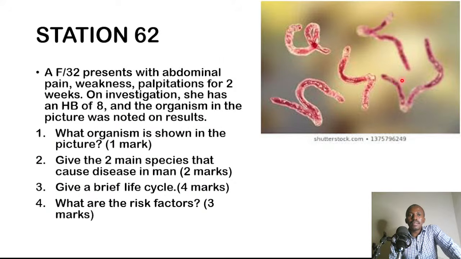Station 62. A female, 32 years old, with abdominal pains, weakness, and palpitations for 2 weeks. On investigation, she has an Hb of 8 and the organism in the picture was noted. What organism is shown in the picture? Give the 2 main species that cause disease in man. Give a brief life cycle. What are the risk factors?